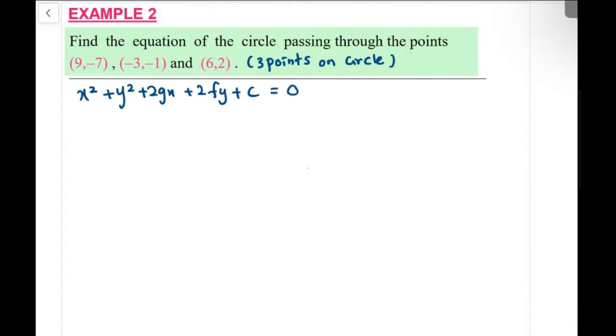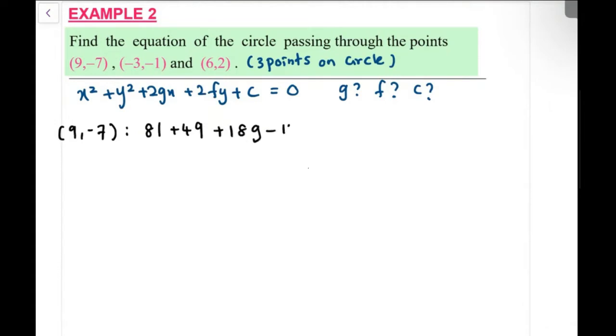Alright, so now since we have 3 different points, just straight away substitute one by one into this equation in order to find g, f, and c. Once we obtain the values of g, f, and c, straight away we will have the general equation of a circle. Okay, so I substitute the first point. Here we have (9, -7). So in this case, we would have 81 plus 49 plus 18g minus 14f plus c equal to 0.